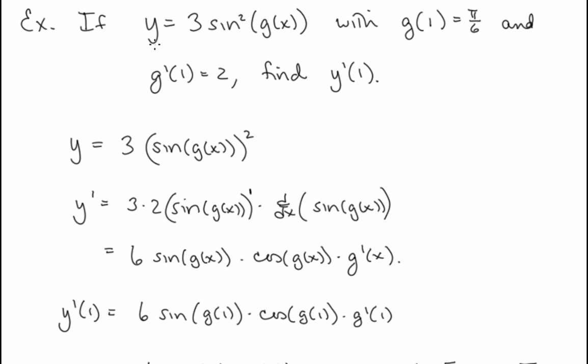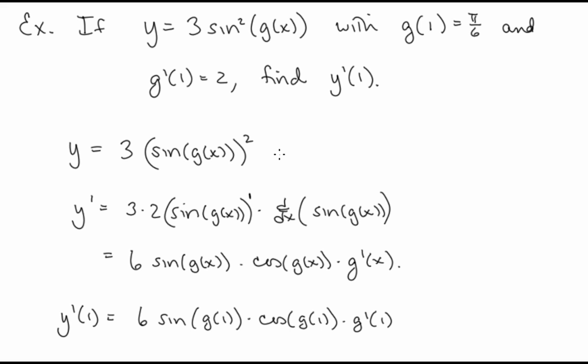Well, first let's find y prime. So I'm first going to rewrite y by getting it out of the shorthand notation and writing it as 3 times sine of g of x, quantity squared. To take the derivative, the 2 is going to come down in front, multiply by the 3. We're going to have 3 times 2 sine of g of x to the first power multiplied by the derivative of sine of g of x. And that derivative is going to be cosine of g of x times g prime of x.